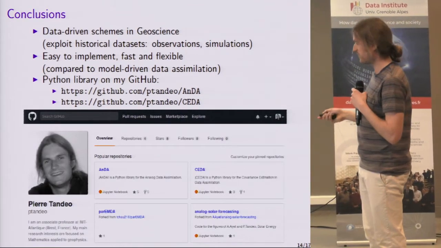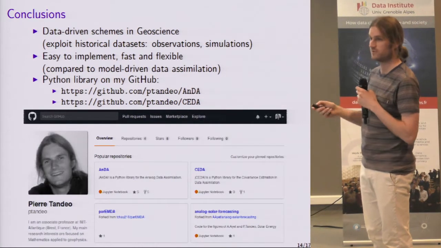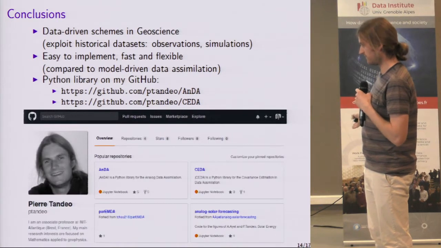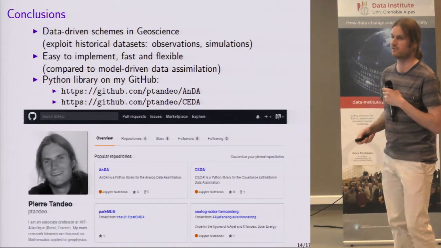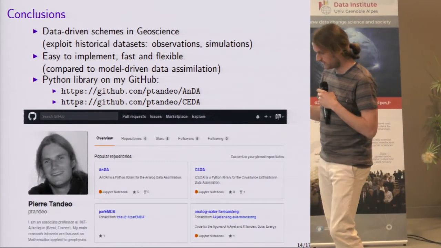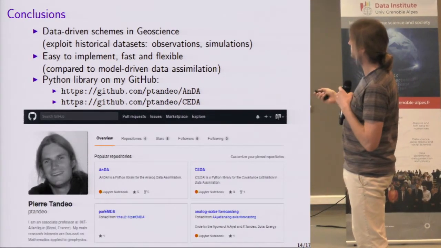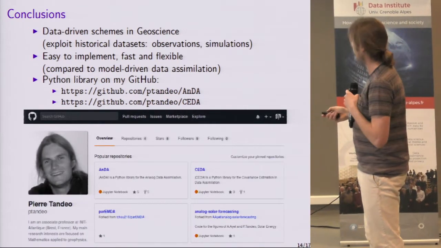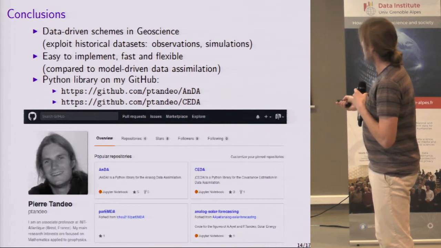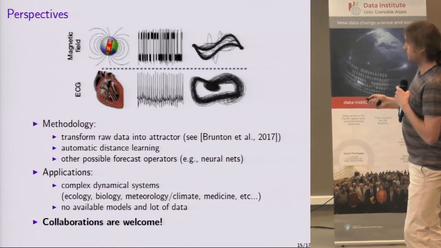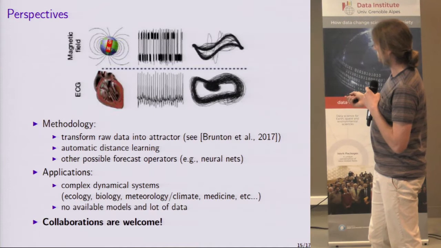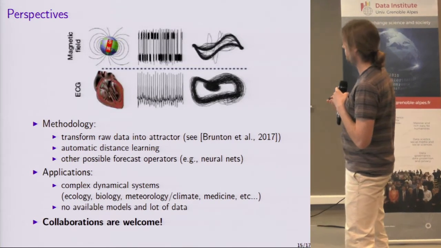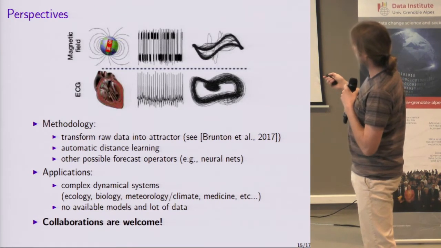Remember that in model-driven data assimilation, you need a team to make some forecast, another person from remote sensing, and another from statistical approaches. Here it's quite simple. I think one person can do the job quite easily. Okay, so the perspective of my talk is the following. I have some perspectives about methodology. I will not go really into the details, but there are some.